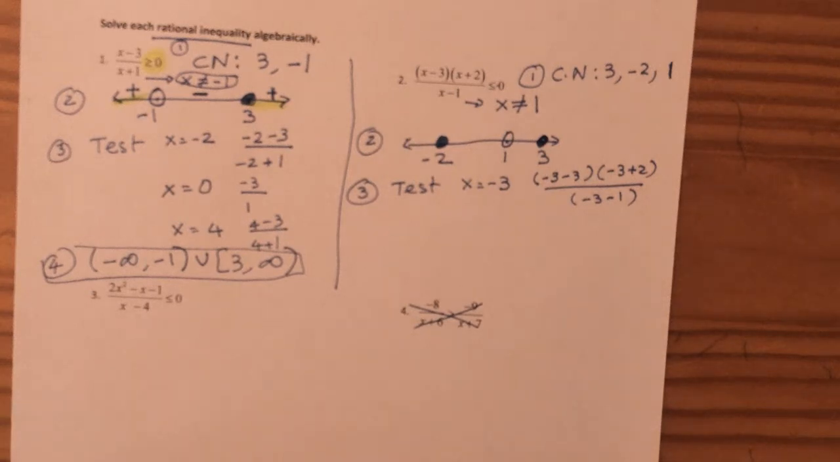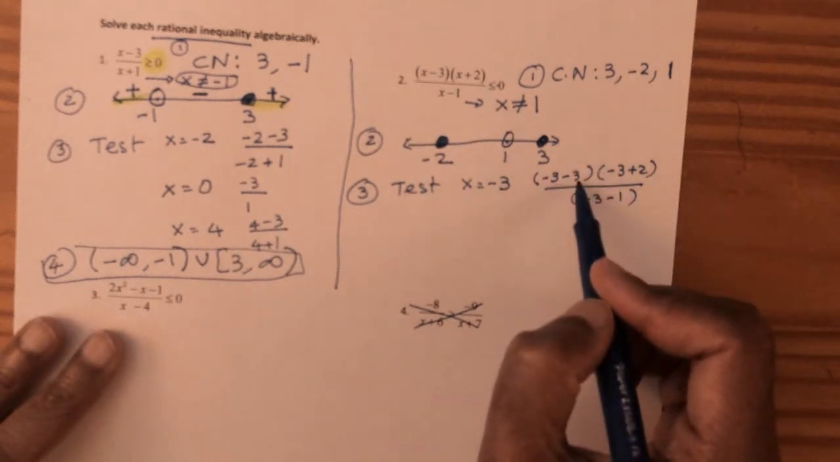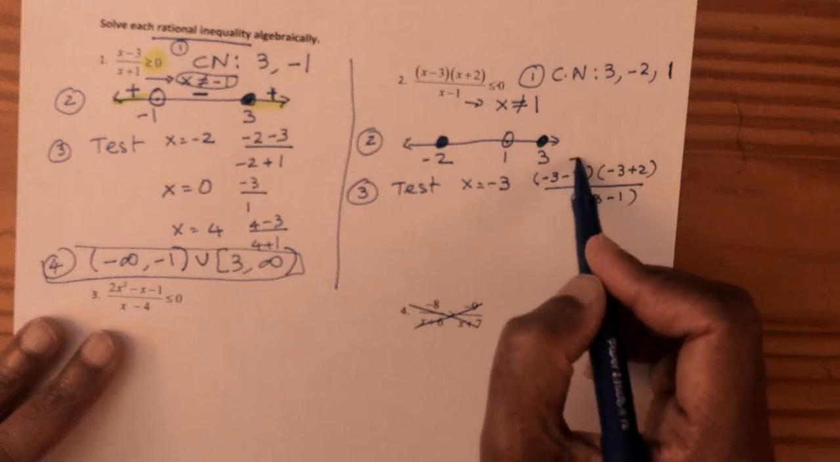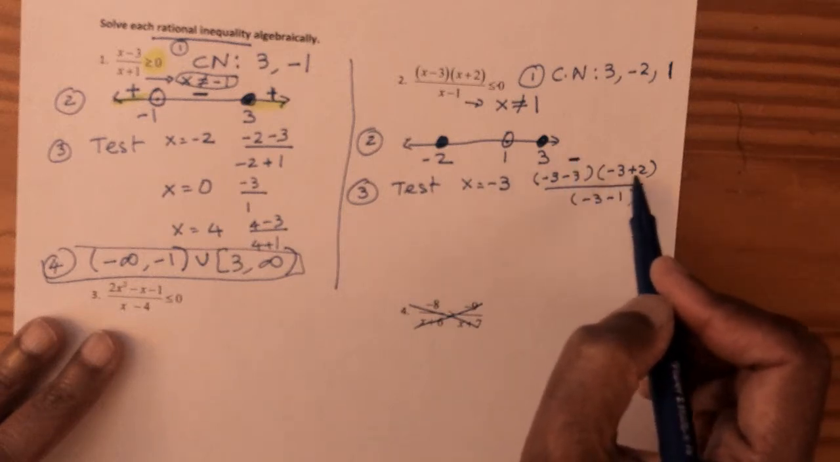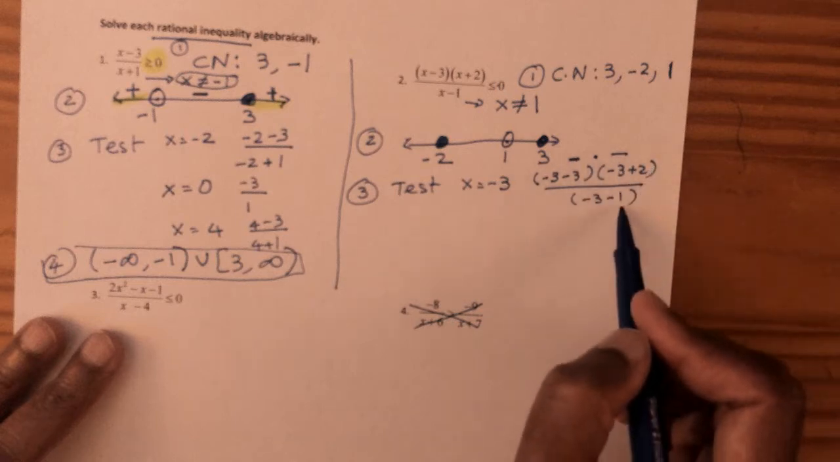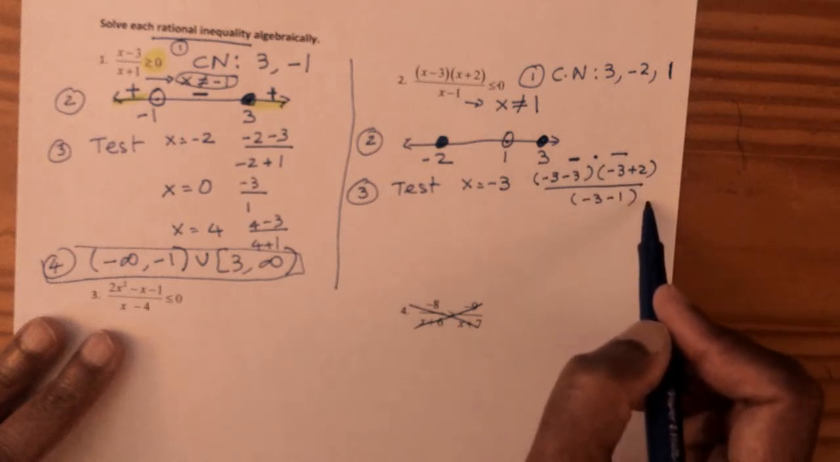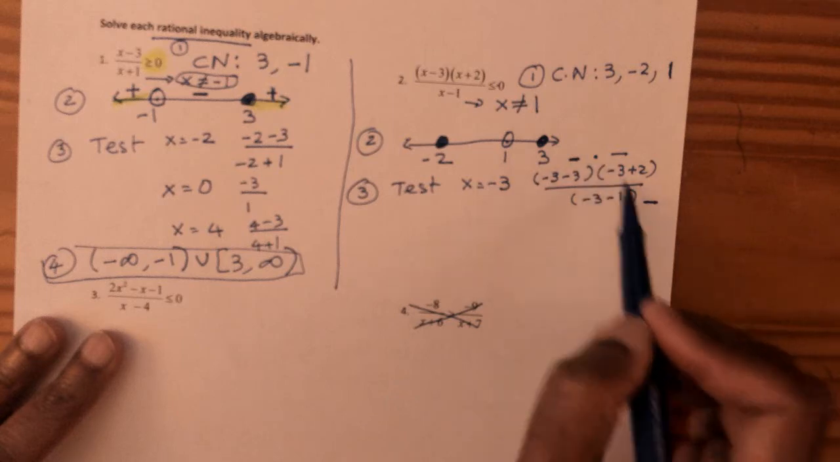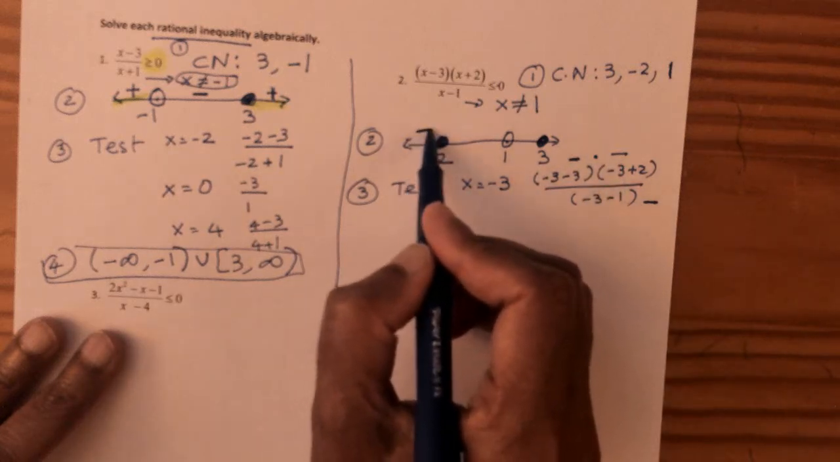Is this a positive or a negative? So -3 times -3 is -6. So this is negative. -3 plus 2 is also negative. So negative and negative should give you positive. And this is -3 minus 1, which is negative. So positive over negative is going to be negative.